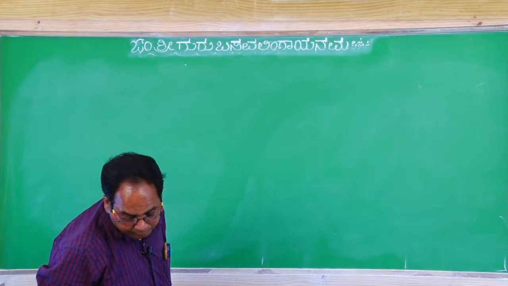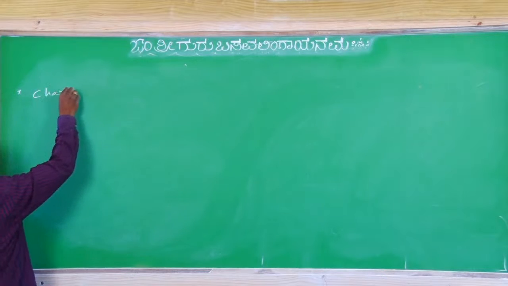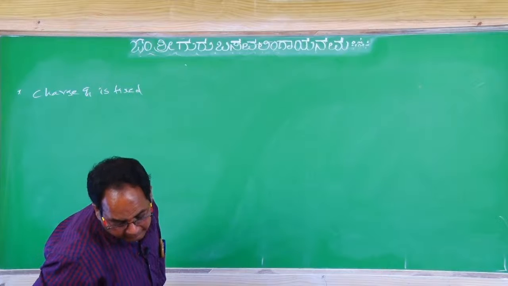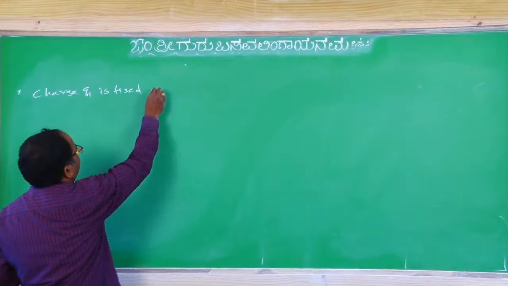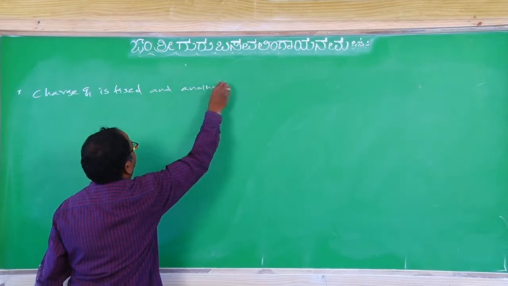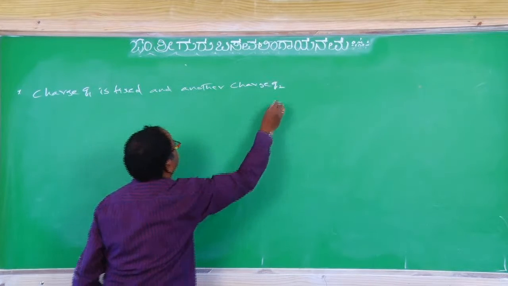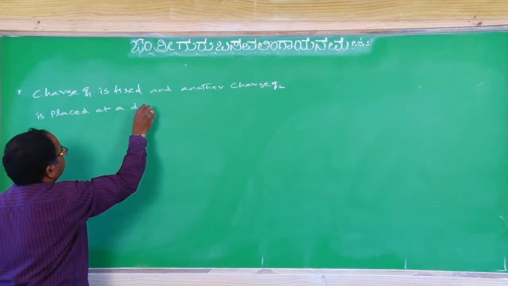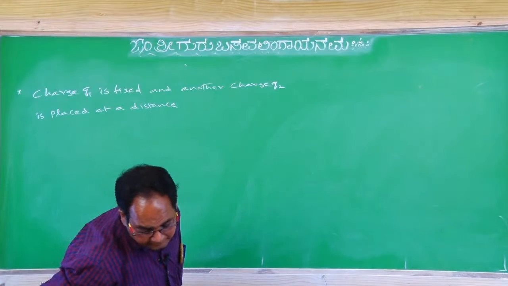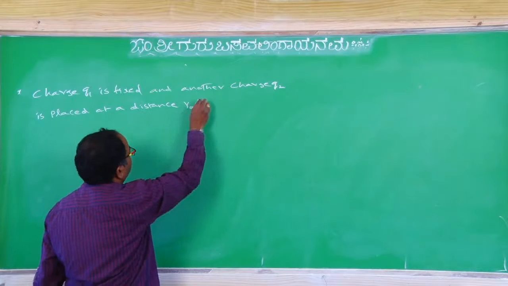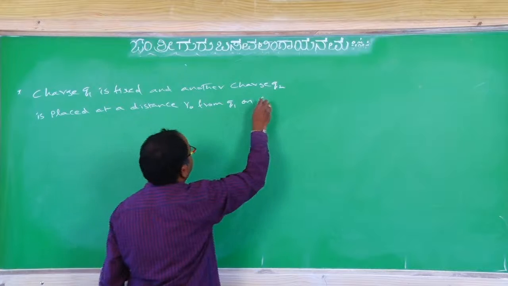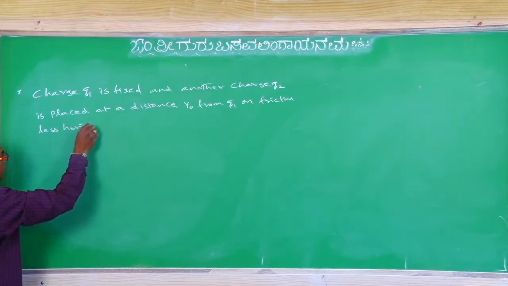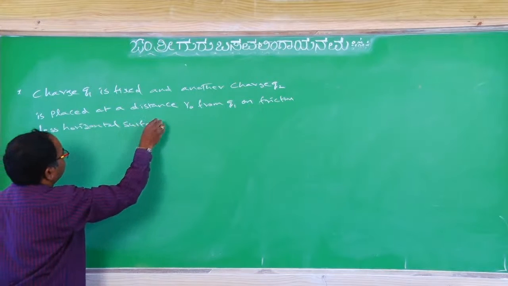Charge Q1 is fixed, and another charge Q2 is placed at a distance r naught from Q1 on a frictionless horizontal surface. Okay.